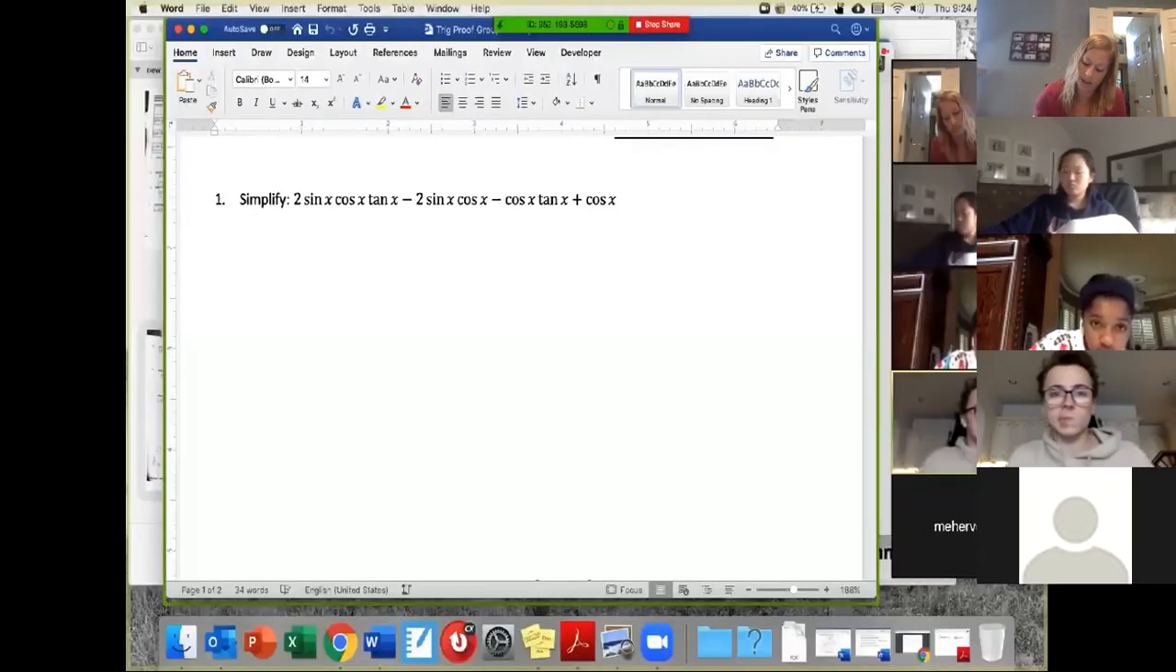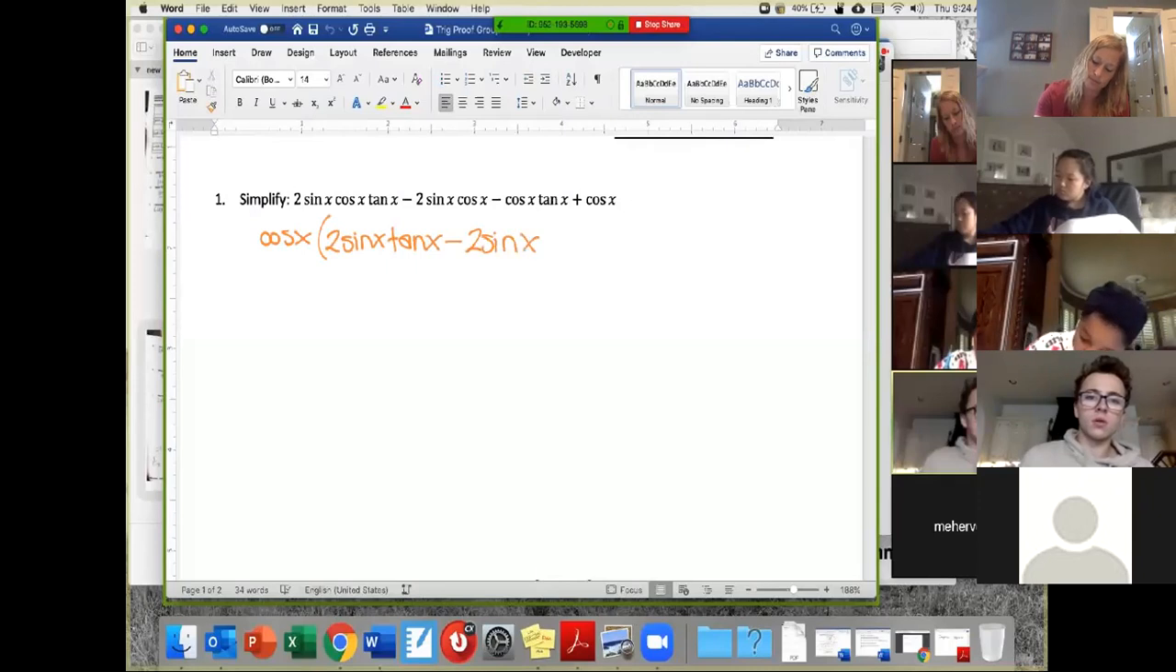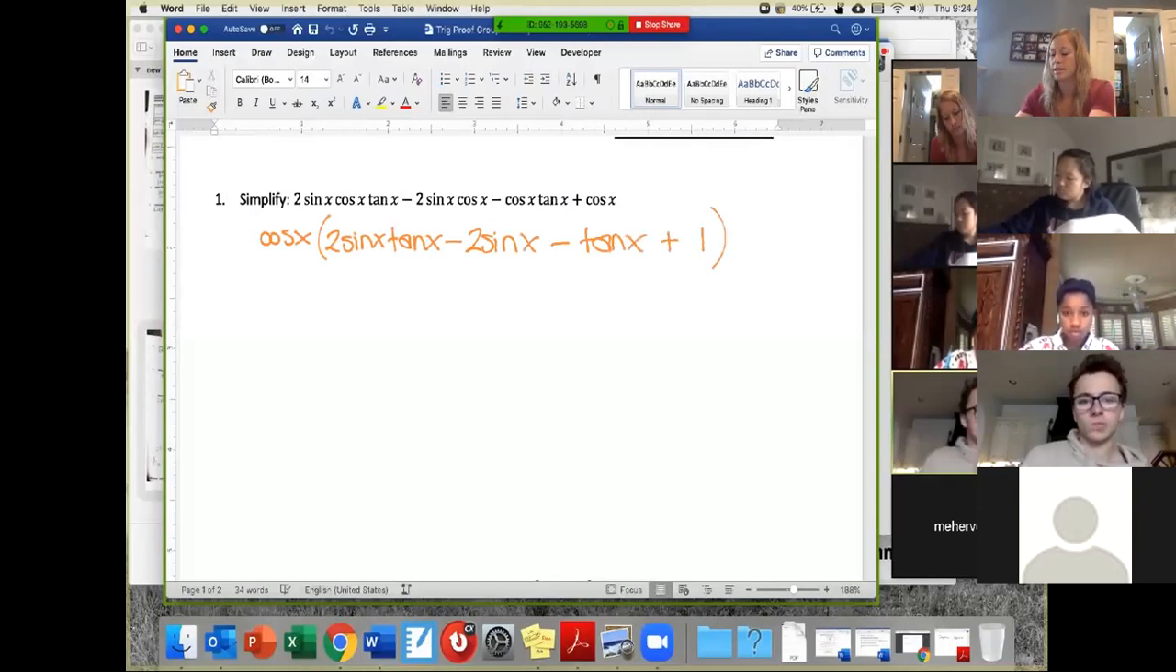I have a greatest common factor of cosine. I'm going to take that, pull that out. Oops, tangent x, excuse me. Now I still have a bit of a mess in that parentheses. But once we take the greatest common factor out, it does kind of simplify things down in that parentheses. Any other thoughts of things that we could do?